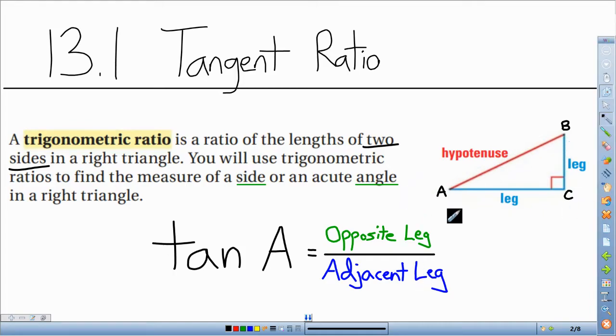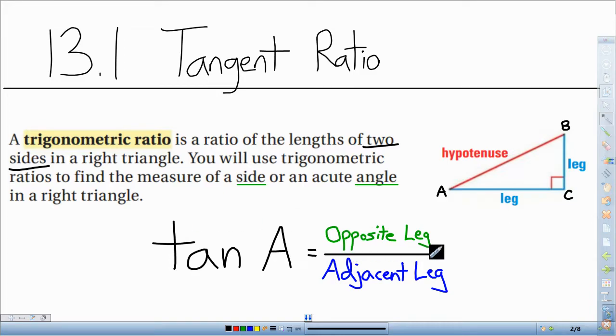Taking a look at the right triangle over here, just a little reminder, the legs of a right triangle are the two shorter side lengths. The hypotenuse is that side length opposite the right angle. So when we're talking about legs, we're talking about these two. Here's the big question and what we're going to figure out today. Which one is considered the opposite leg and which one is considered the adjacent leg? Well, here's an answer to that. It depends on what angle we're looking at.